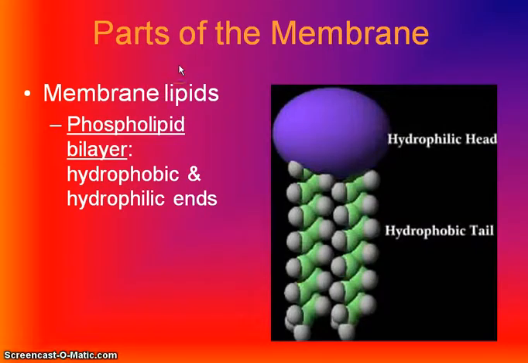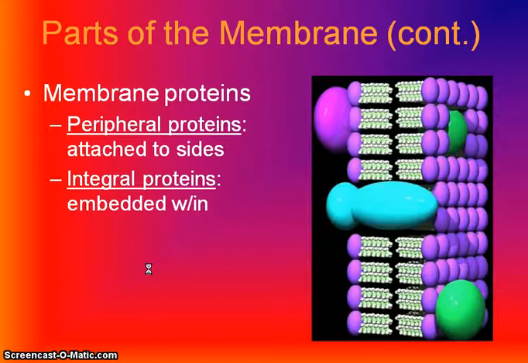So the membrane is made of two major parts. Like I mentioned, the phospholipid bilayer, where you've got the hydrophilic and hydrophobic parts. The hydrophobic, remember, does not like water. Hydrophilic does. And then in addition to lipids, you also have proteins that make up the membrane. There are proteins that are attached to the sides that are called peripheral proteins, and there are also integral proteins which are integrated throughout the entire length of the membrane.